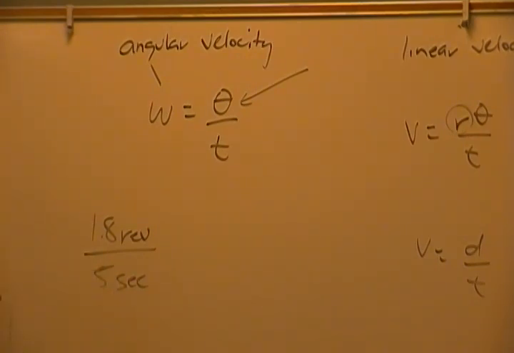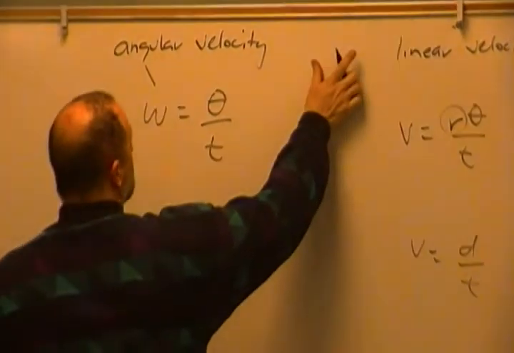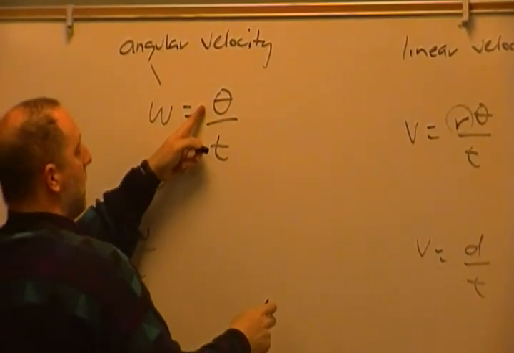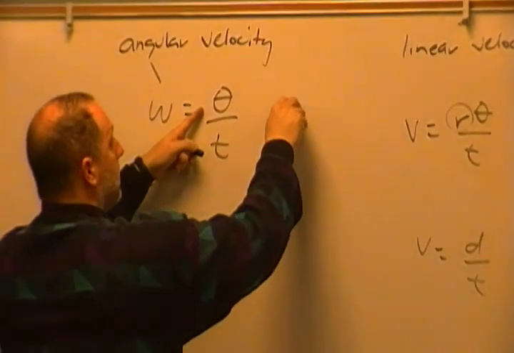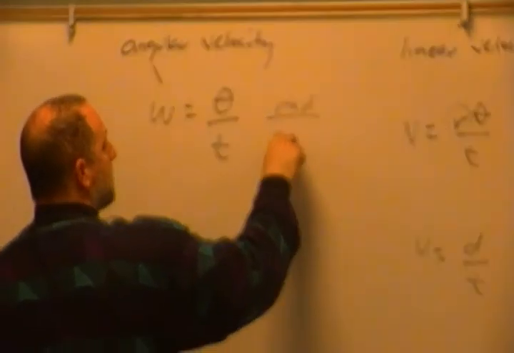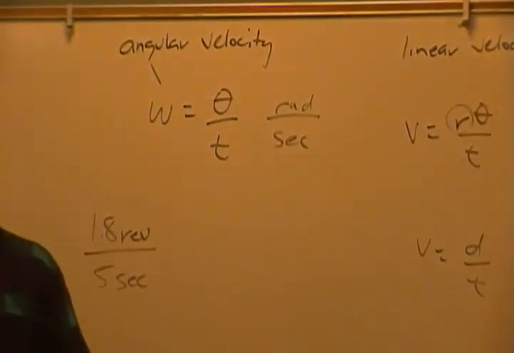1.8 times 2 pi. Now, let's look at what's happening. What are the units of angular velocity? This is theta in. Theta is measured in radians. This is in radians per second or radians per minute, whatever the time unit is.